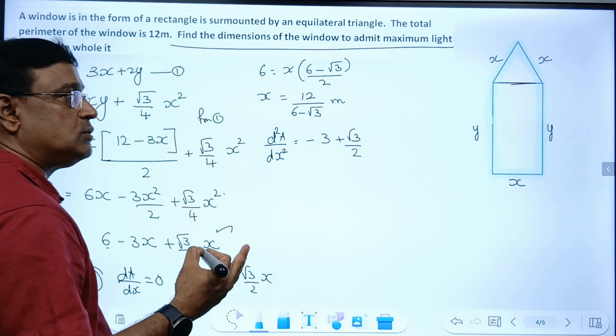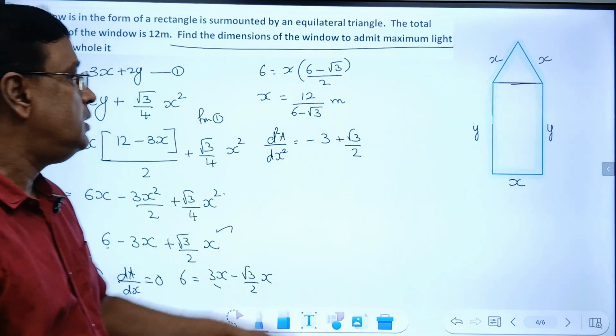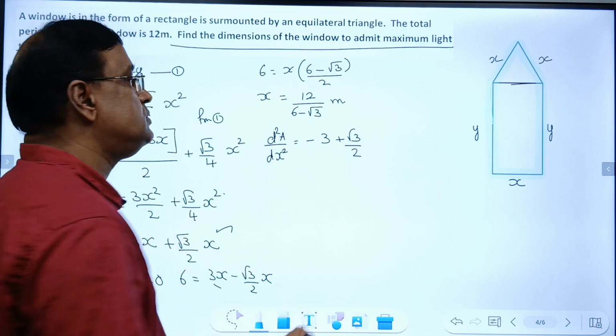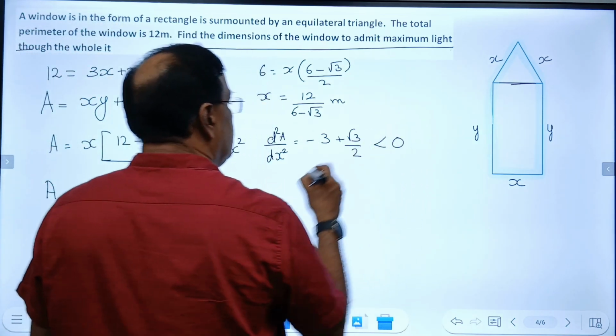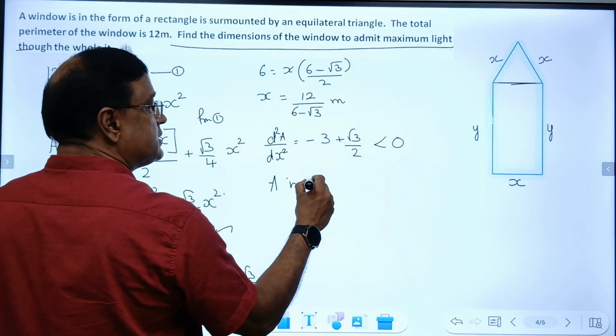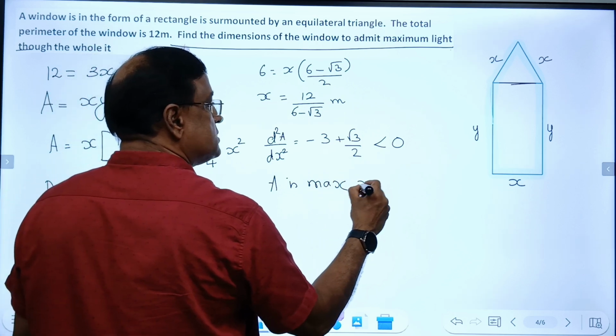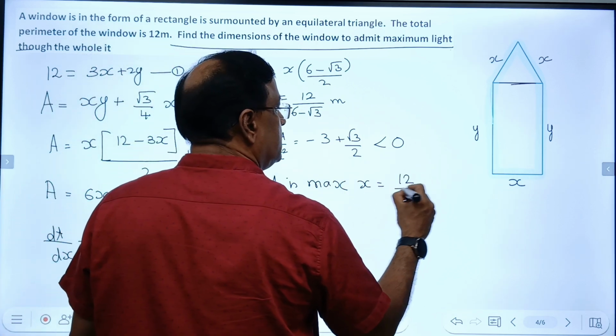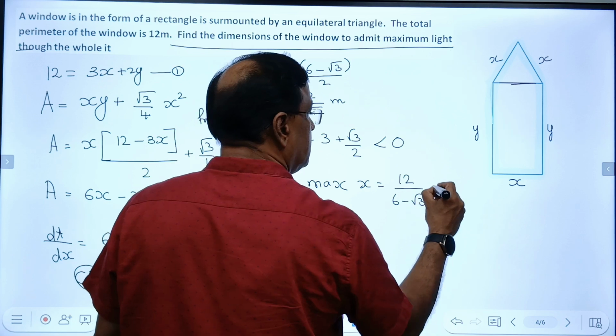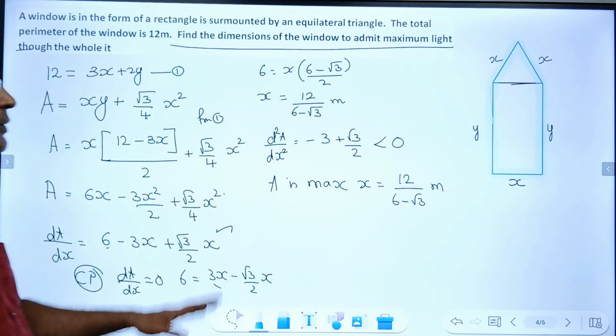Root 3 by 2 is 1.7 divided by 2. Definitely it will be less than minus 3, so this is obviously negative. Therefore A is maximum when x is equal to 12 by 6 minus root 3 meters. So that finishes this part.